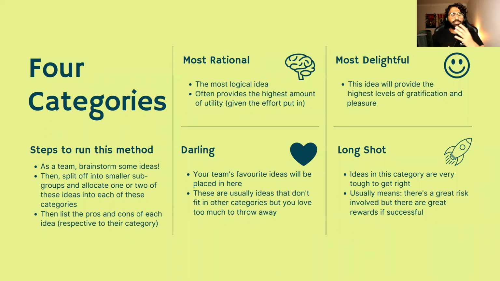So yeah, the darling category is where you usually put your ideas that don't really fit into other categories, but you really do like them. And then you also have the long shot. And the long shot is the fourth category.